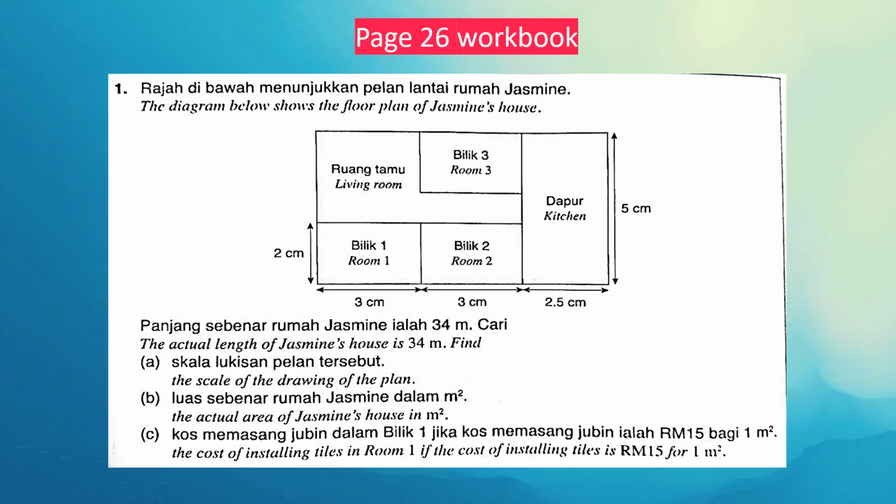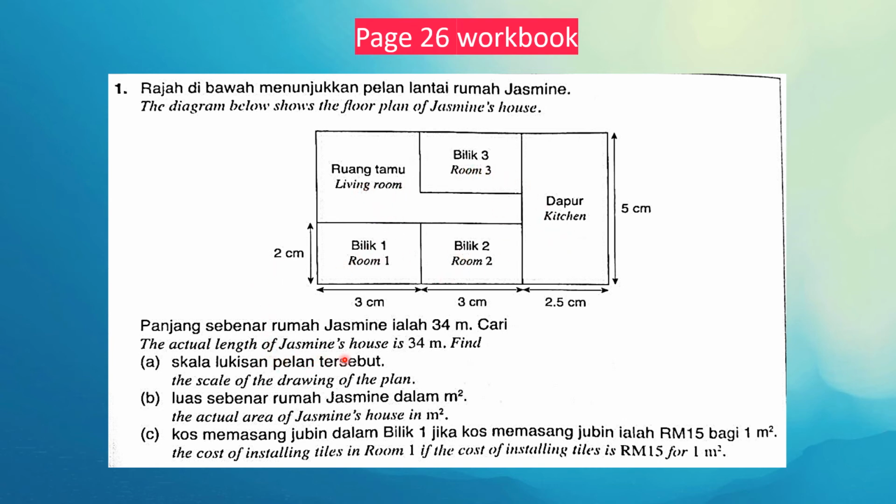Okay, so this is the last exercise from page 26 in your workbook. Let's read the question. Okay, let me change to laser first. So the diagram below shows the floor plan of Jasmine's house. So this is Jasmine's house: living room, room 1, room 2, room 3, and the kitchen.